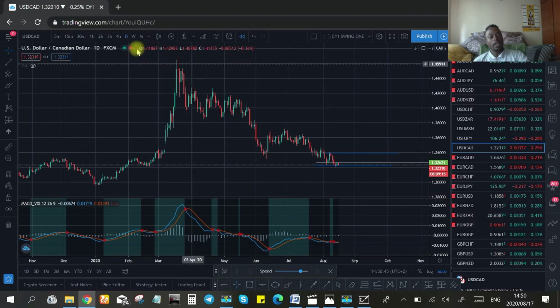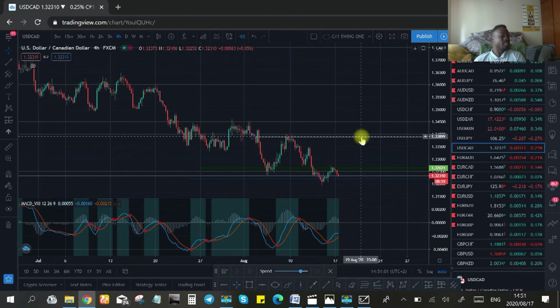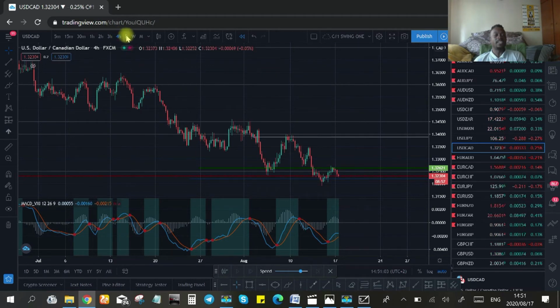So meaning, let me go to 4 hours now. We won't focus on the 4 hours for now, but when you're looking at the 4 hours, you can see it might go more to the upper side, but we know it's going down. It's going down.